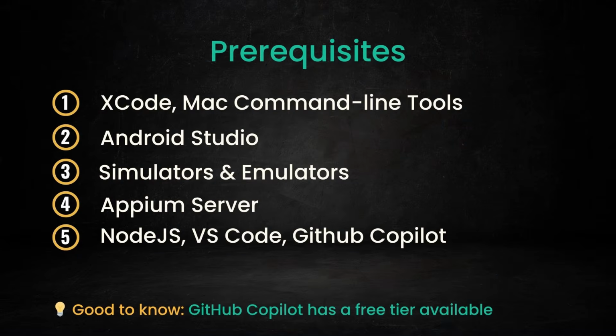Before getting started with the Appium MCP Server, it's important to have all the components needed for manual Appium scripting already set up. That includes Xcode for iOS, Android Studio for Android, the necessary simulators and emulators, and of course, the Appium server installation. You'll also need Node.js, VS Code, and GitHub Copilot.